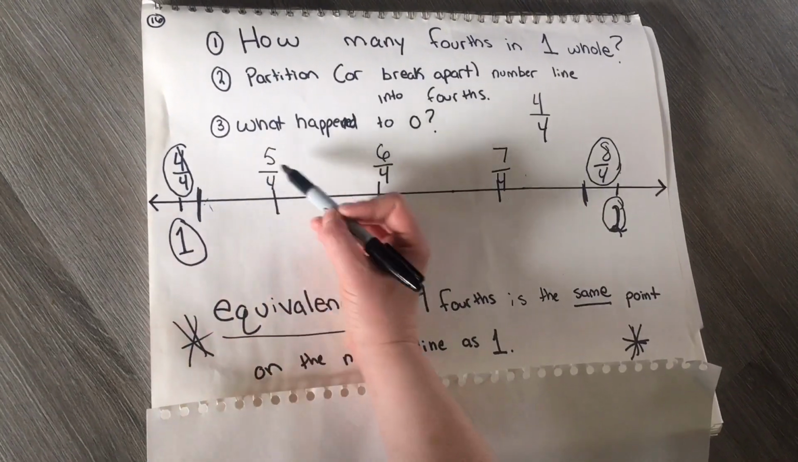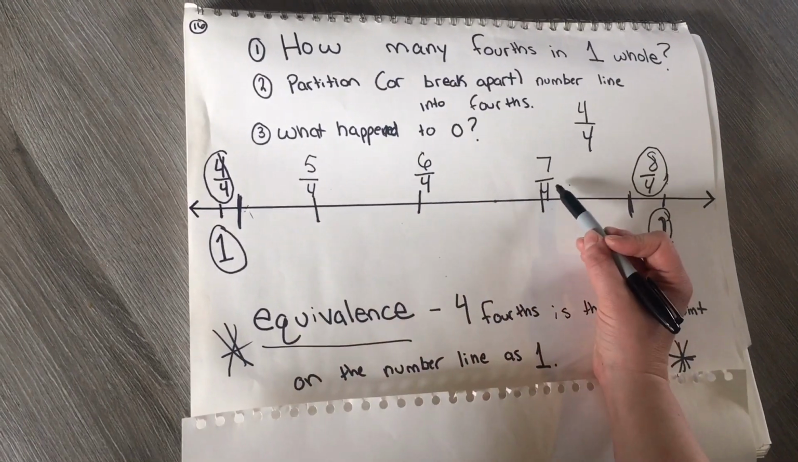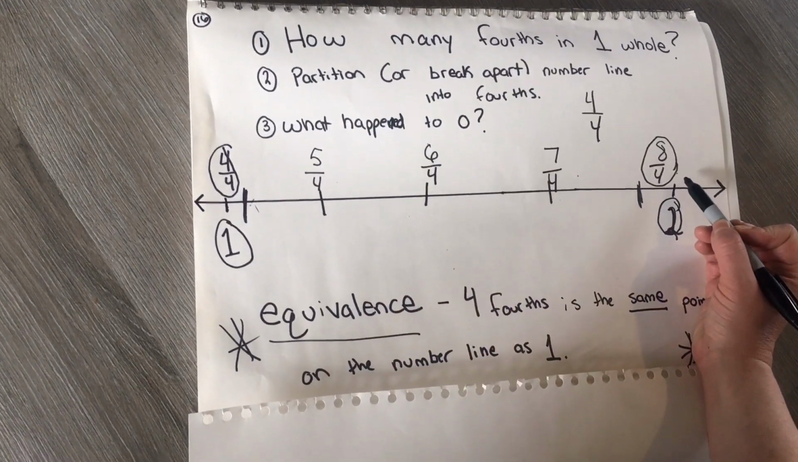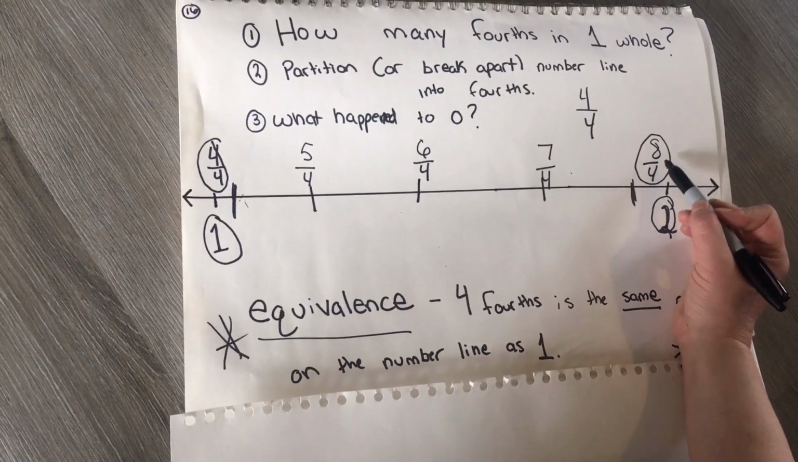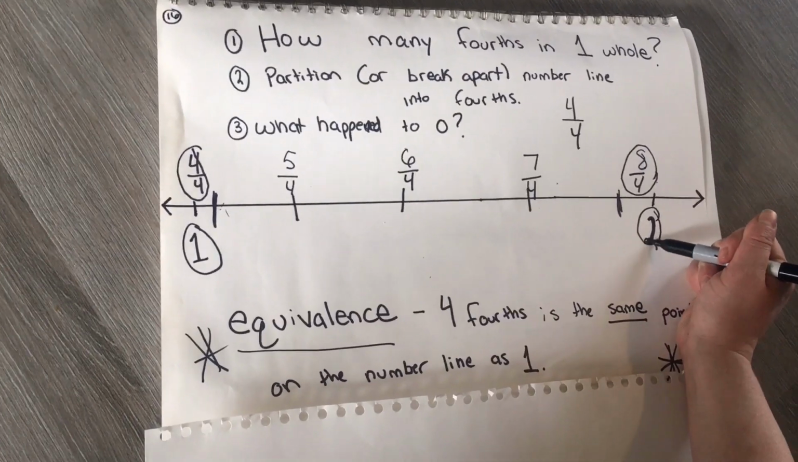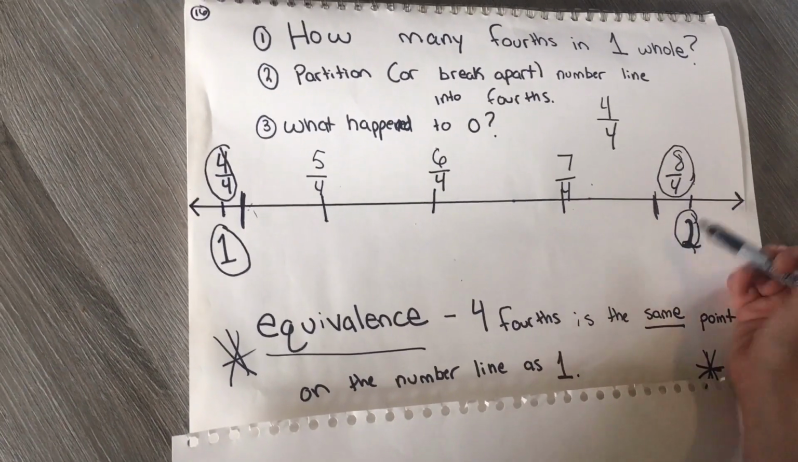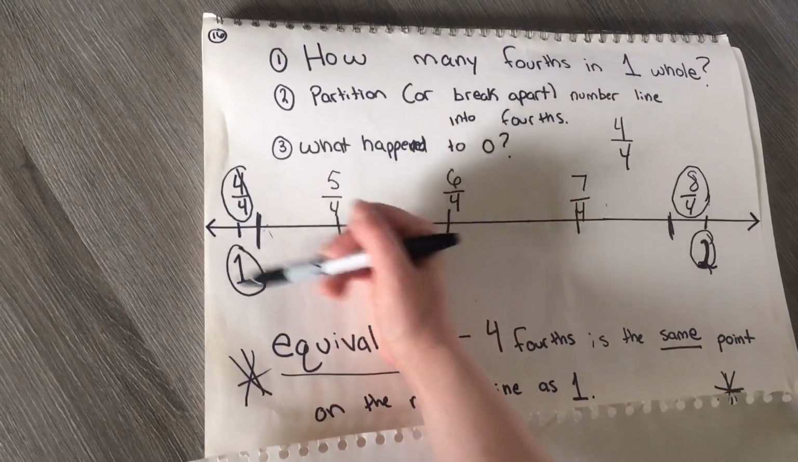So now all I have to do is count on by 1 in the numerator. So 4 fourths, 5 fourths, 6 fourths, 7 fourths, and 8 fourths. I'll know that this is correct, and I can check my work by saying 8 divided by 4 gives me 2. The whole is 2. 8 fourths and 2 have equivalence, and 4 fourths and 1 have equivalence.